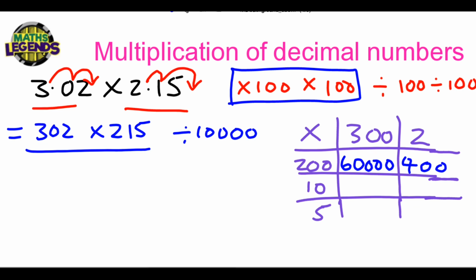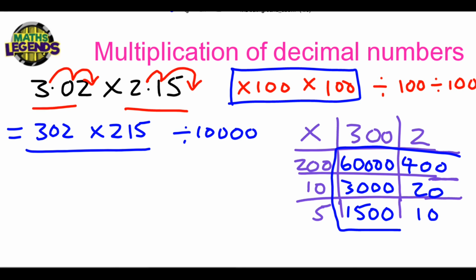Next box is 300 times 10, which is 3 times 1 is 3, and then we add in 3 zeros, 2 from the 300 and 1 from the 10. 10 times 2, which is 20, 1 times 2 is 2, another 0 from the 10. 5 times 300, so 5 times 3 is 15, add the 2 zeros, and 5 times 2, which is 10. We then add the numbers we just wrote in blue.